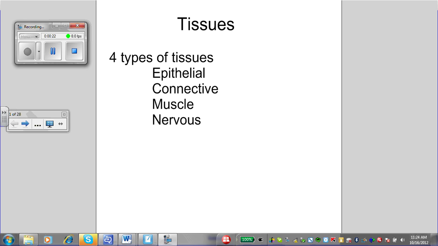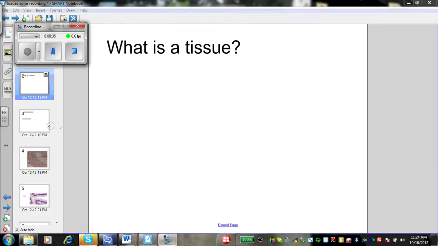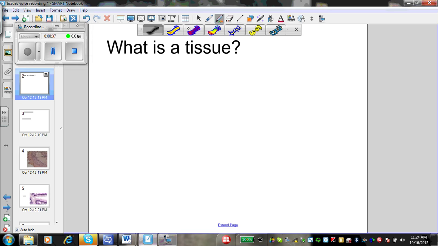So first off, there are four major types of tissues: epithelial, connective, muscle, and nervous. Let's focus obviously on the first one here. But before we do that, what is a tissue? Let's see if we can get this to pen up for us.